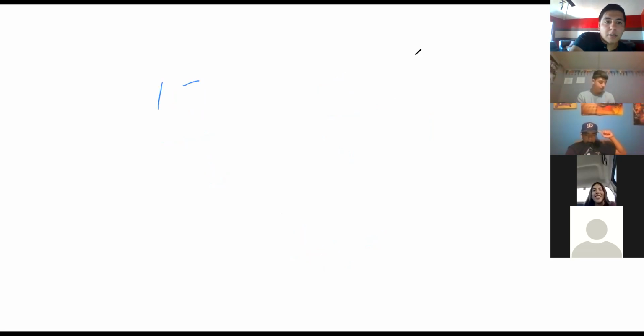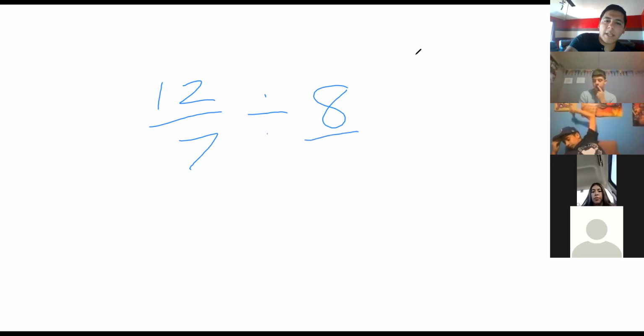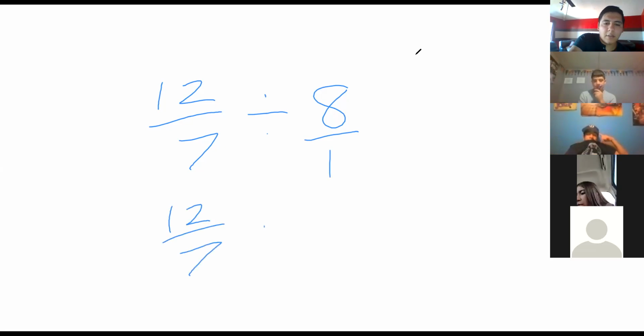All right, so 12/7 divided by 8. How would we set this one up? You keep, change, flip. But remember the 8: you're going to put 8 over 1. Then change into multiplication. What's the reciprocal of 8/1? 1/8. There we go.